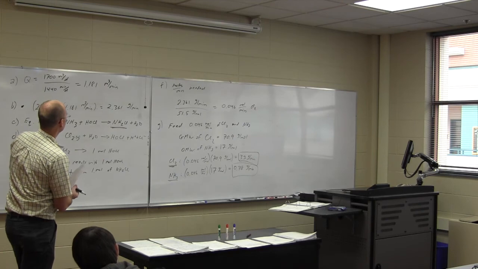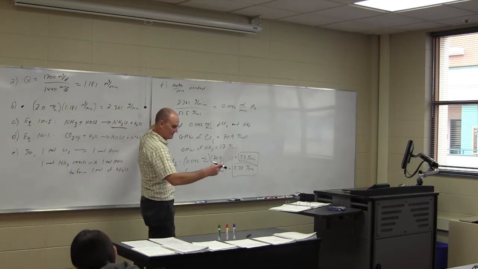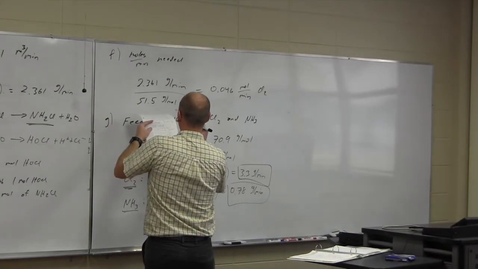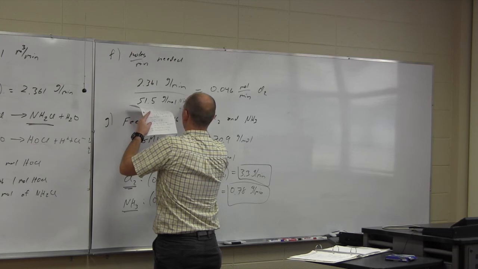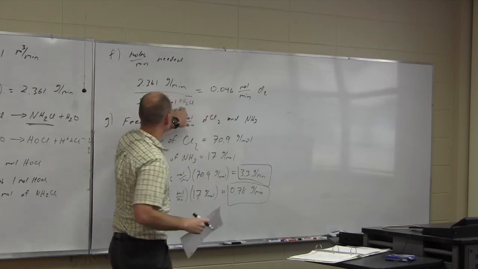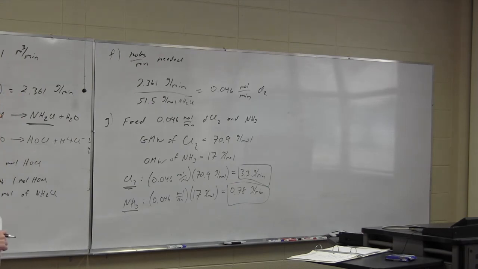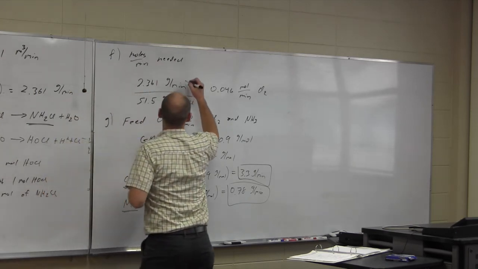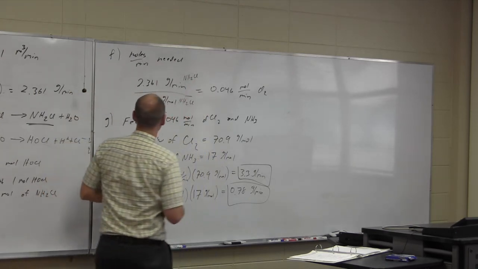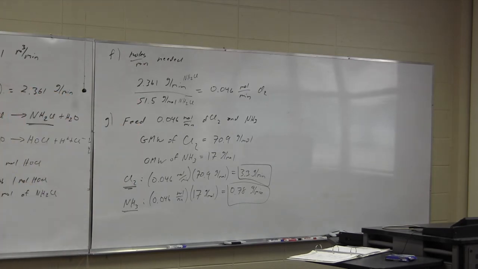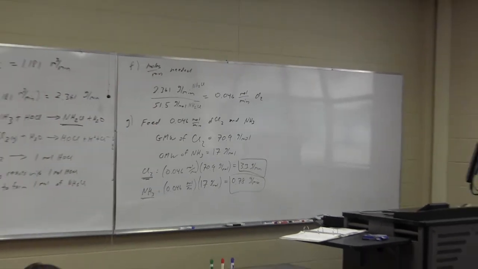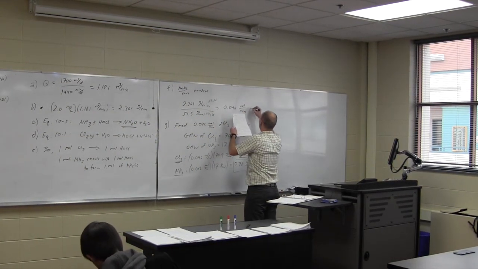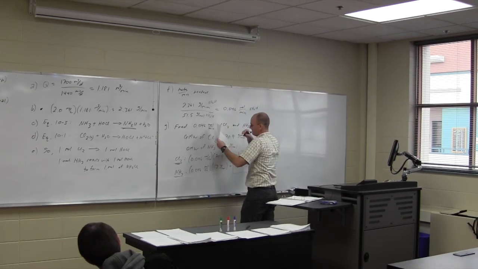Okay. So what happened up here? What was this 51.5? That's what we got to figure out. 51.5 is the gram molecular weight of NH2Cl. Okay, that's our monochloramine gram molecular weight. We knew we needed 2.361 grams per minute of monochloramine. So this is also NH2Cl. That's the molecular weight of that. So we needed 0.046 moles per minute of NH2Cl. Okay.